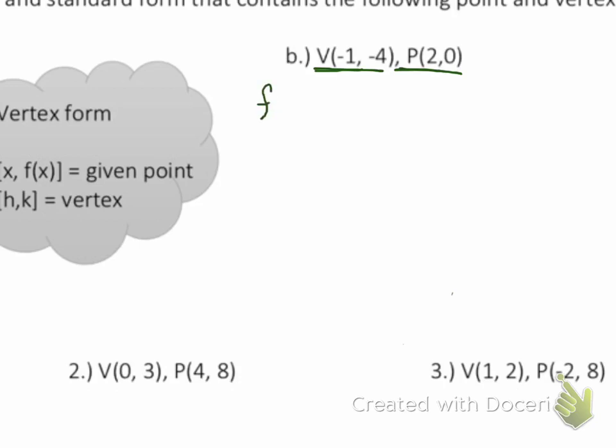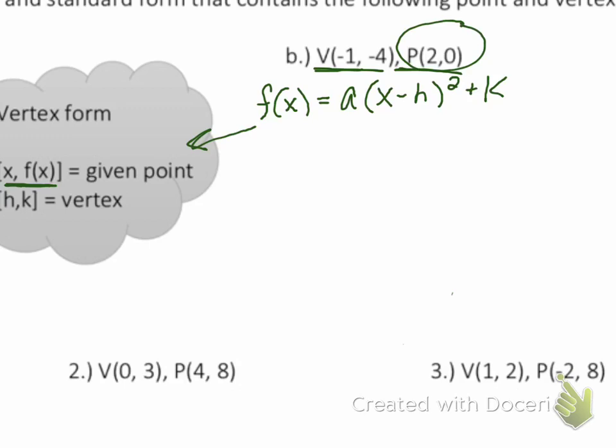So I would do f of x is equal to a times (x minus h) squared plus k. So now, again, this is going to be a lifesaver. So x and f of x is the given point. So here's my given point. So my f of x is the y value. So this is going to be 0 is equal to a, which is my unknown, and 2 is my given x value. Minus h, oops, hold on. We know our h value. What am I doing? Silly.